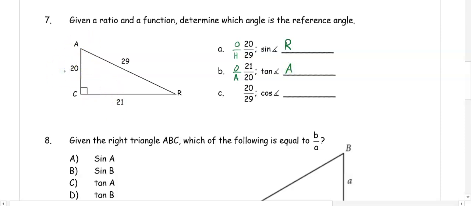And then for the cosine, adjacent over hypotenuse. So 29 is the hypotenuse, and 20 is the adjacent side, which is next to angle A, so it is the cosine of A.